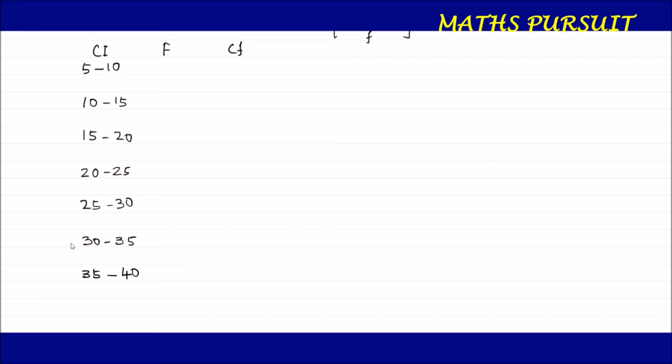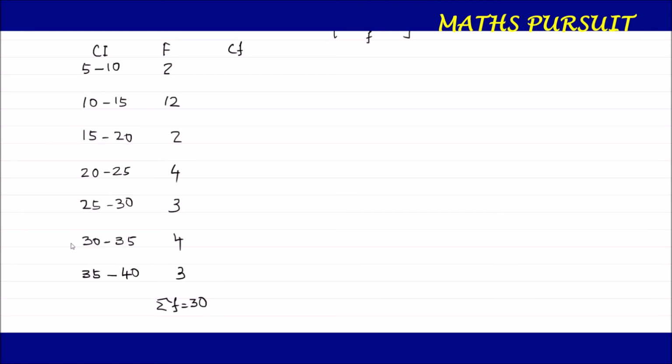Now the frequencies they have given are 2, 12, 2, 4, 3, 4, 3, and the sum total of frequency that we got is 30.